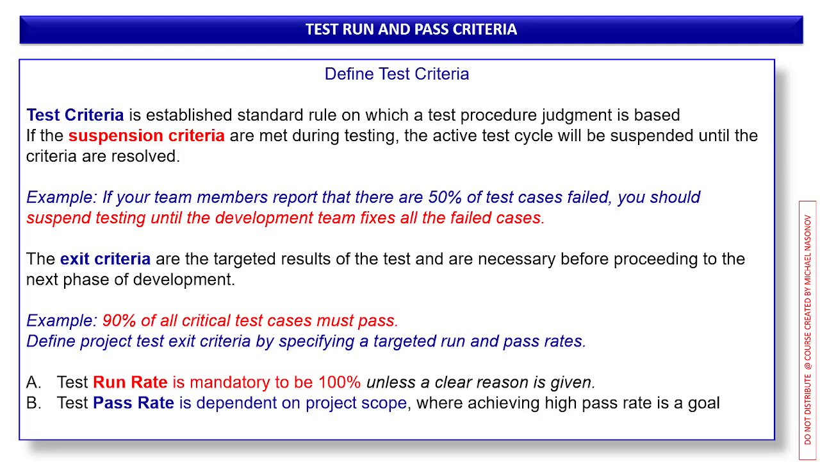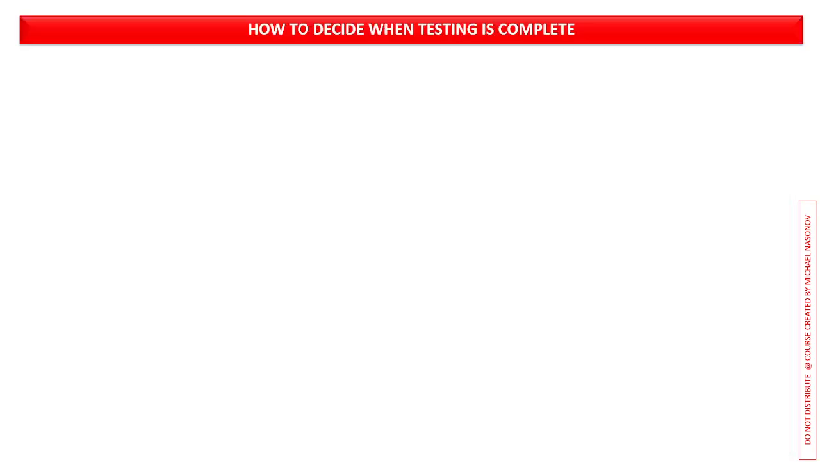Test run rate is mandatory to be 100% unless a clear reason is given, and test pass rate is dependent on the project scope, where achieving a high pass rate is the goal. For example, you can abandon some kinds of cases, which means you can skip them as out of scope. However, all other test cases are supposed to be 100% run or executed. How to decide when testing is complete?